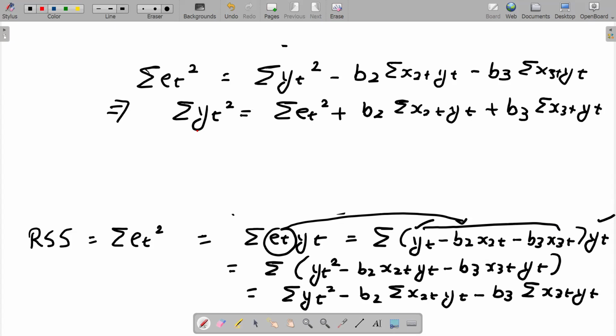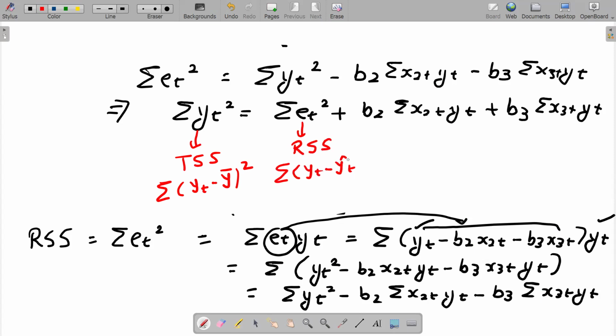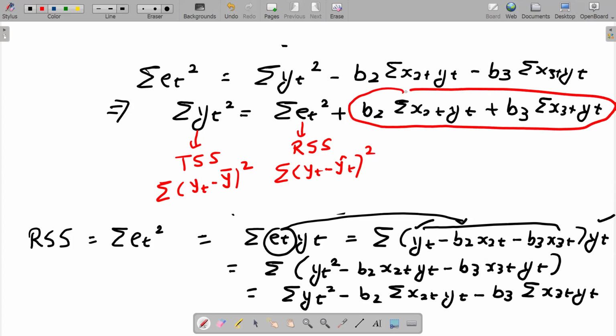Now students can see this is my total sum of squares, which is summation of the deviation of actual y from its mean, squared up. This is the residual sum of squares, which is nothing but the deviation of yt from the estimated value from the regression, yt hat. Summation yt minus yt hat square is your residual sum of squares. And this term is the explained sum of squares, which is nothing but the deviation of yt hat from the mean y bar.